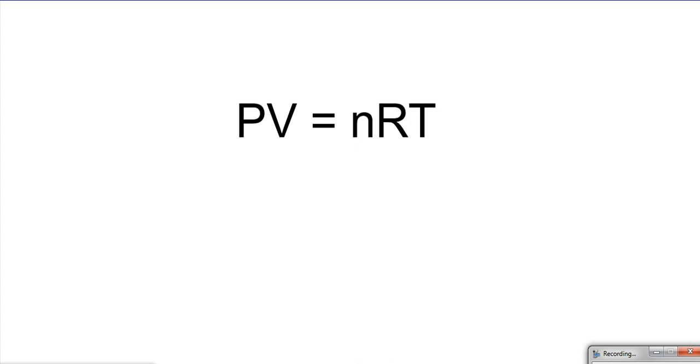PV equals nRT. P is pressure, V is volume, n is the number of moles, R is the gas constant, 0.0821 liter atmospheres per Kelvin mole, and T is temperature in Kelvin. The number of moles of something can be found by taking its mass and dividing it by its molar mass. That's how you find the number of moles if you were dealing with grams of something.